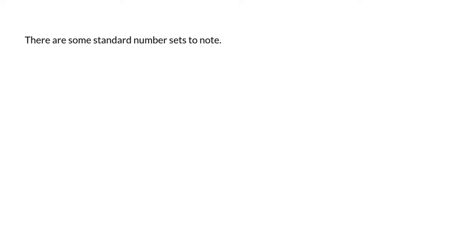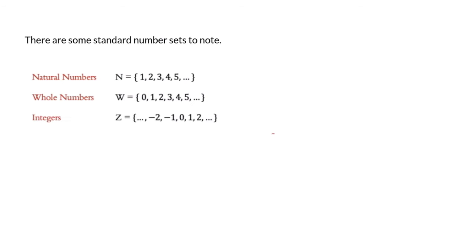There are some standard number sets that we need to note. So we start with the natural numbers. So this doesn't include 0. It would have been the initial counting numbers for humans. Then if we add 0, we have what we call the whole numbers. If we then introduce negatives, but still using positive or negative whole numbers, then we have what we call the integers. We denote that with the letter Z, from the German word for number, which is Zahl.